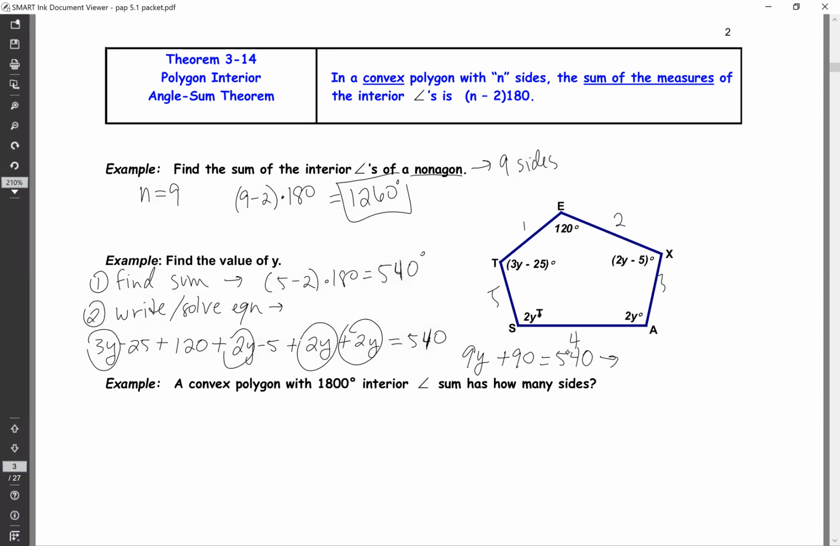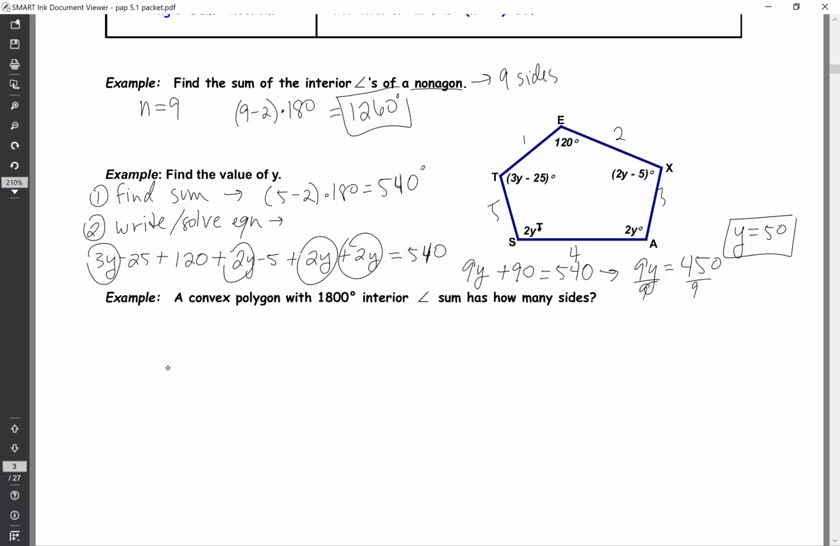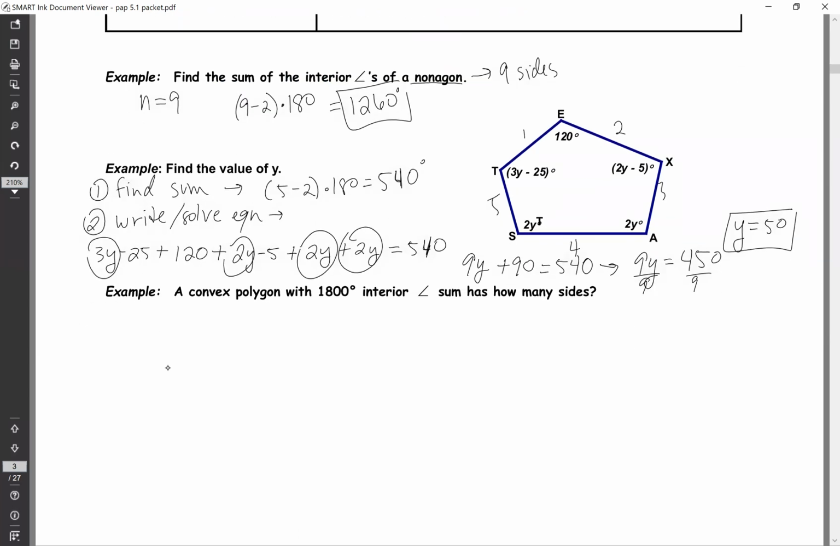So I'll do 540 minus 90, which gives me 450. So 9y equals 450, and then divide by 9. So y equals 15. So you have to use the fact that you know that all the angles should add up to 540 because it's a pentagon, and then write your equation and set it equal to that sum so that you can go from there.